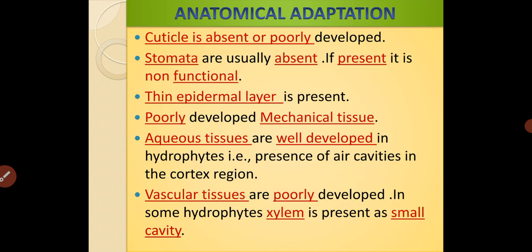Let us move towards the anatomical adaptation. Cuticle is absent or poorly developed in hydrophytes. Stomata are usually absent. If present, they are non-functional in nature. Thin epidermal layer is present. Poorly developed mechanical tissue is seen. Aerenchyma is well developed in hydrophytes, that is, presence of air cavities in the cortex region. Vascular tissues are poorly developed. In some hydrophytes, xylem is present as a small cavity. This is about the anatomical adaptation exhibited by the hydrophytes.